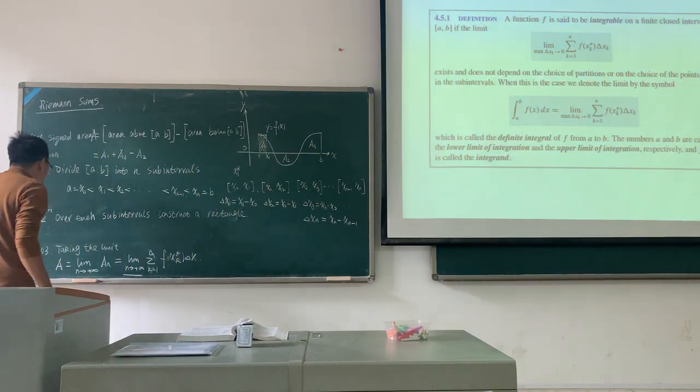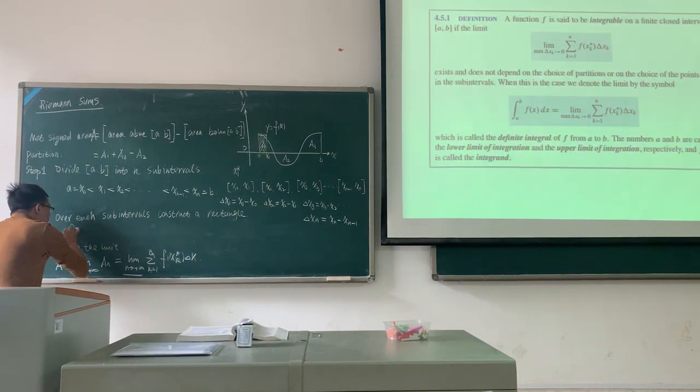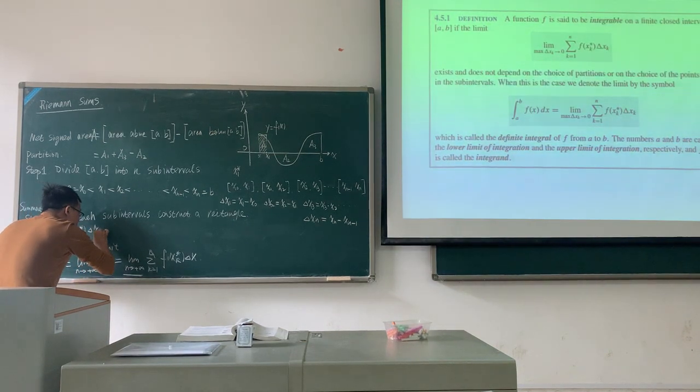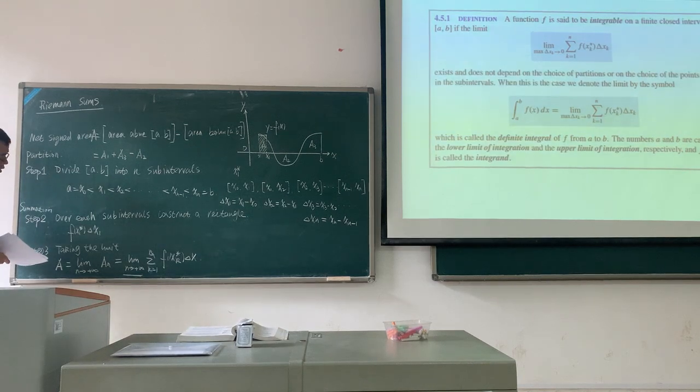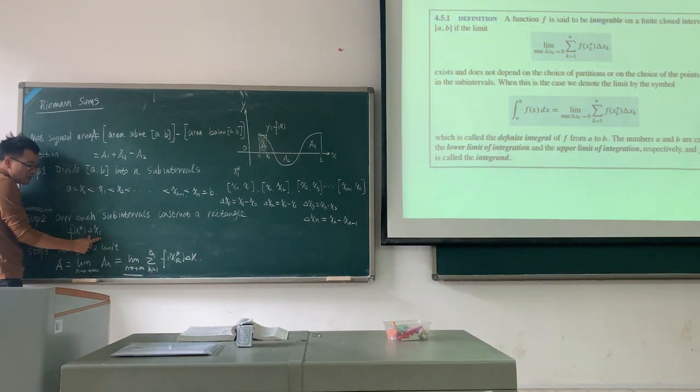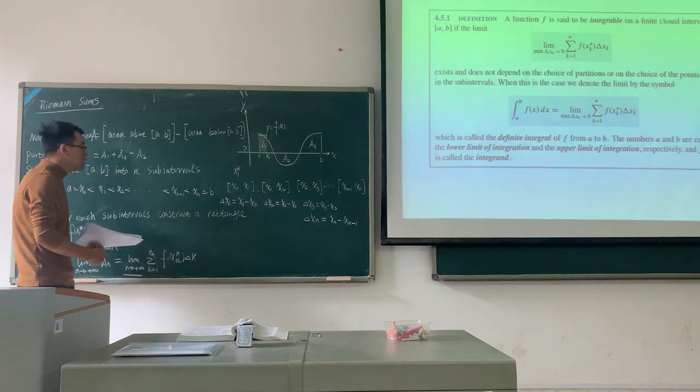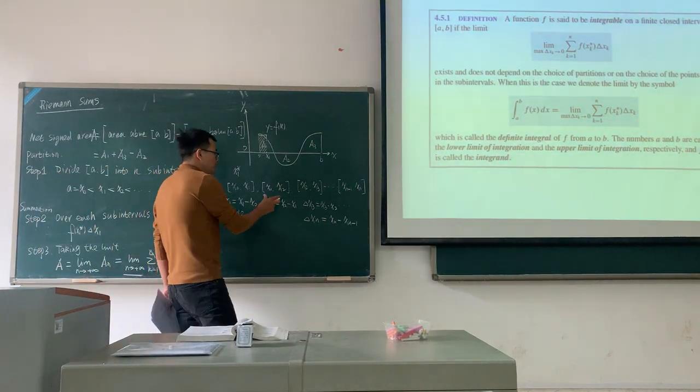So the area of the first rectangle is f(x1 star) times delta x1. This is the base of the first rectangle, this is the height, and this is the area of the first rectangle. Now let's go on.